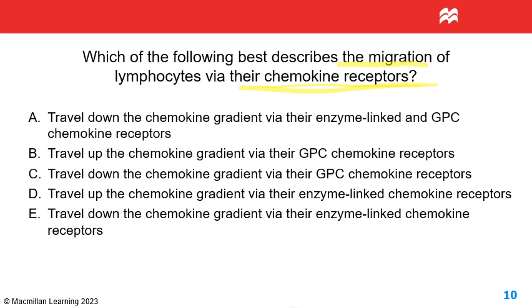We'll go for B. Okay, so remember the chemokine receptors are mainly G protein coupled, right? And those lymphocytes are going to travel up the chemokine gradient via the interaction of the chemokine with their G protein coupled receptors. Okay. And I was looking here at D. It looks kind of interesting too, but I did not mention enzyme-linked chemokine receptors. Anyway, your answer here is B. Okay.